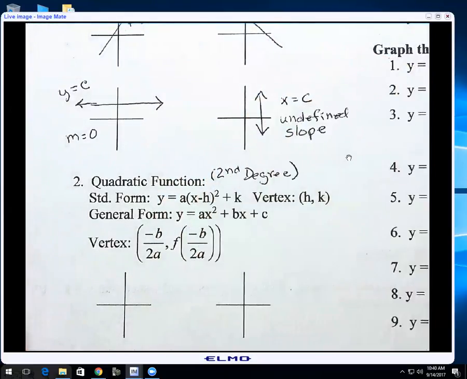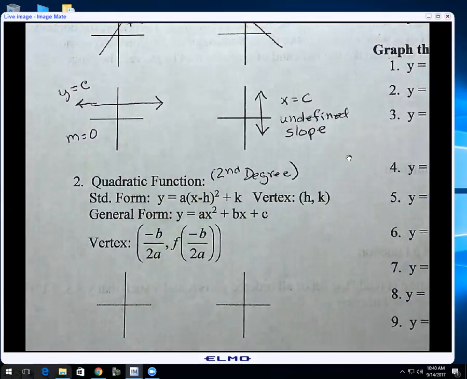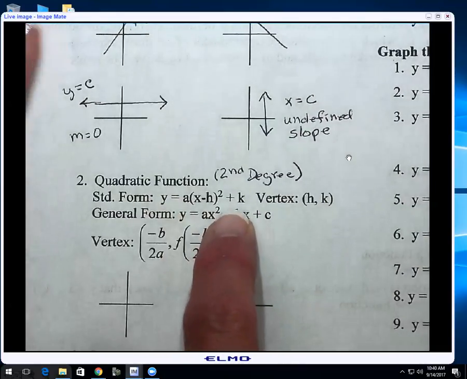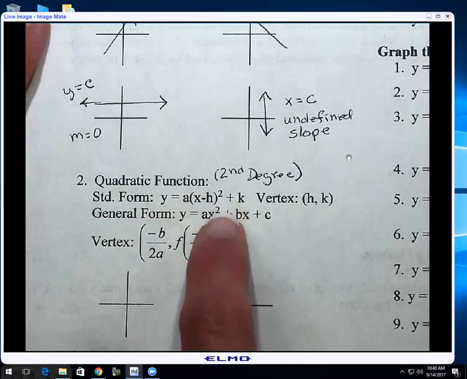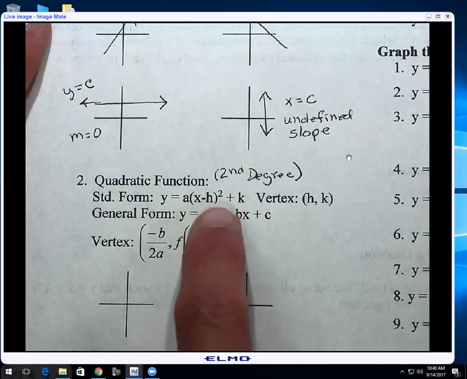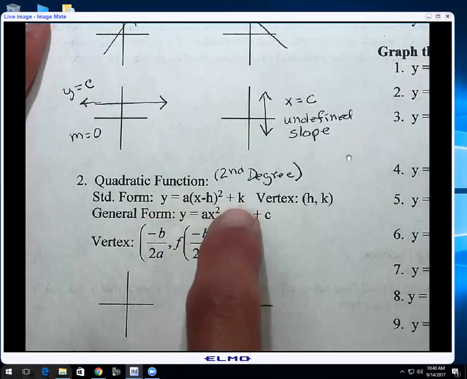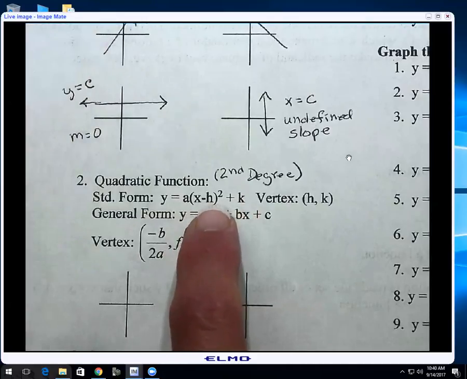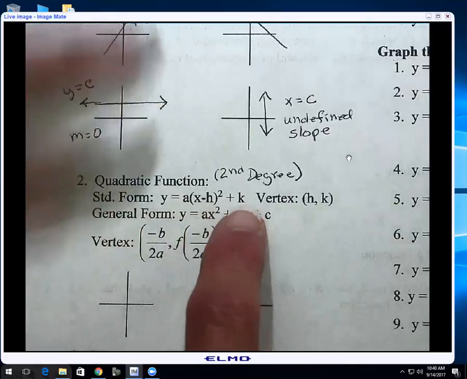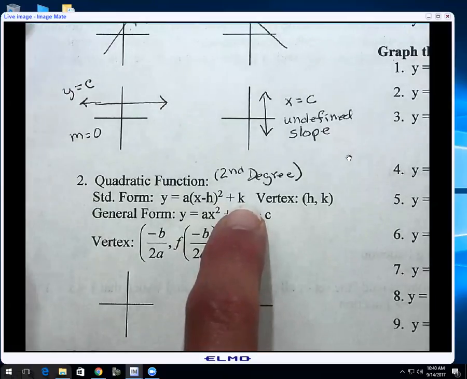It's y to the first equals x squared. If both variables are squared, it's something we don't have time to talk about today. But if an equation is in standard form, then you can just look at it and see the vertex. The vertex of that parabola is going to be h, k. H is always the opposite of the guy in parentheses. K is the constant added on the end.